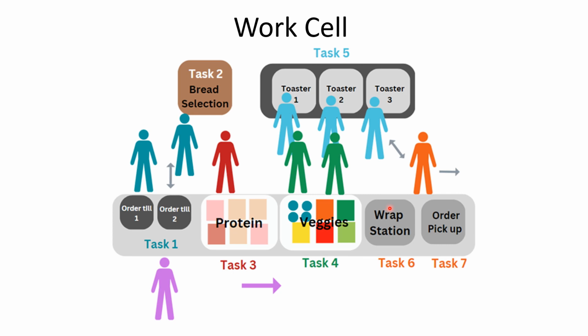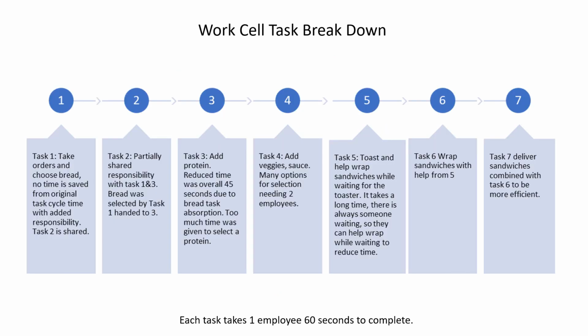wrap station. It takes about a minute to wrap something. If we reduce this time, they can help here, and this person can make sure the wraps are picked up and delivered, and they're always wrapping and delivering, wrapping and delivering. These people are toasting, and when there is time waiting, they can help out here. So a little bit better explanation of that. We have our work task cell breakdown, right? We have all the different tasks, and you can pause and read it if you're interested. It just breaks down what each and every task is.